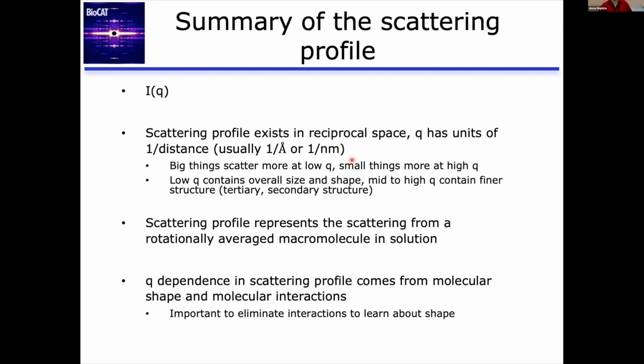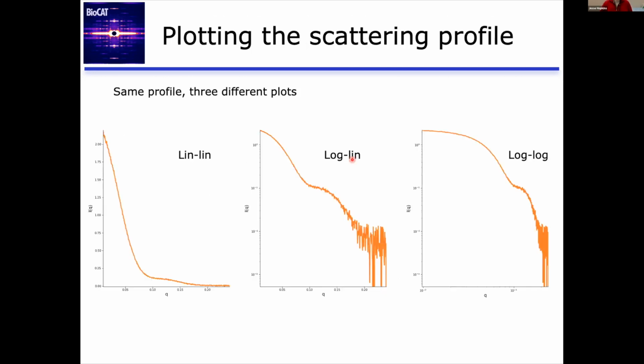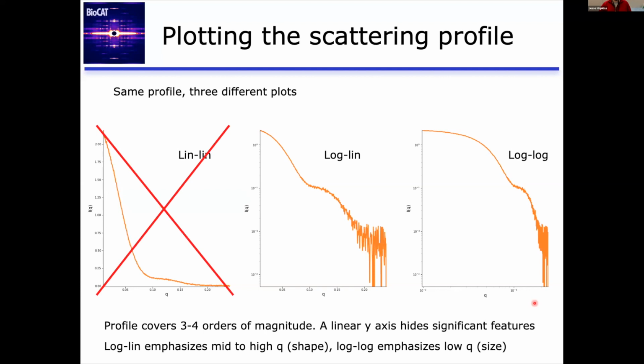A couple of notes just about plotting the scattering profile. This is the same scattering profile represented on 3 different types of plots. Here we have linear axes, here we have a log y and a linear x, and here we have a log y and a log x. As you can see, it looks pretty different on these 3 plots. Unless there's something in particular you're looking for, we don't represent data on linear plots. The reason is that on this log scale axis you can see we're covering 3 or even 4 orders of magnitude in intensity over the course of the profile.